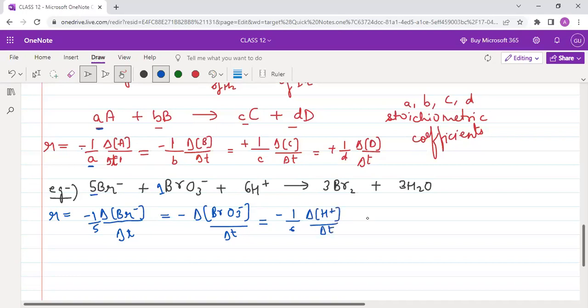Just remember that the stoichiometric coefficient will be in the denominator, and with the reactant you place a minus sign, with the product you place a plus sign. Okay, plus 1 by 3, delta Br2 by delta T, plus 1 by 3, delta H2O by delta T. So are you clear with the writing of the expression? Yes, yes.